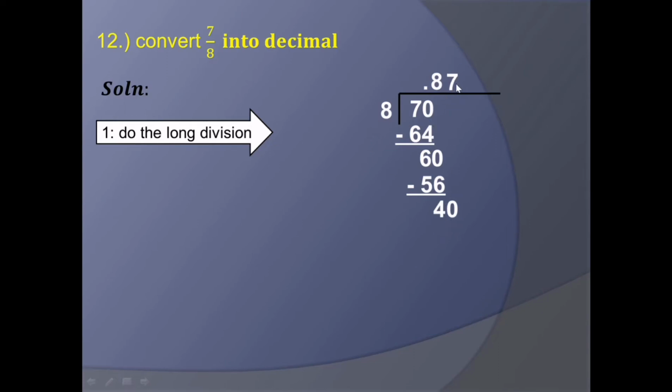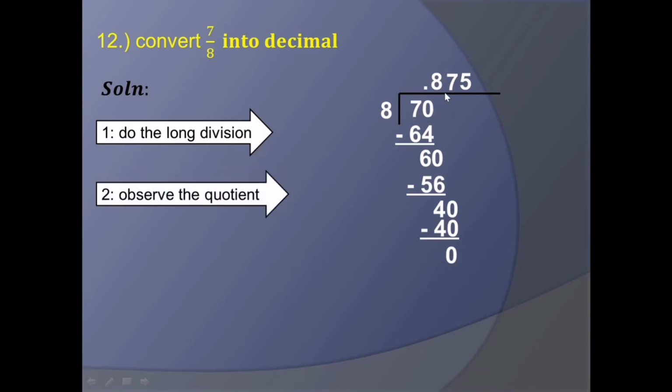40 divided by 8 is 5. 5 times 8 is 40. Then the difference is 0, which means the long division stops here. Therefore, as we observe the quotient, 7 over 8 is equal to 0.875. Okay, so that is how we convert fractions into decimals. So let us have problem number 13 as decimal to fraction.